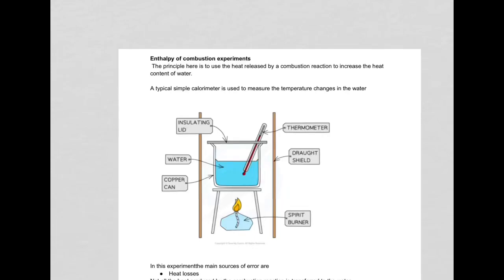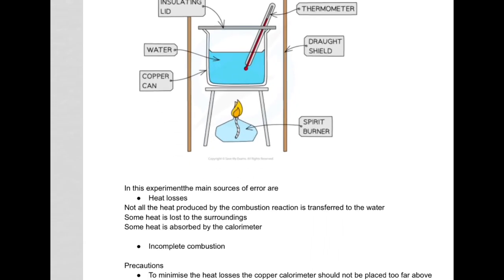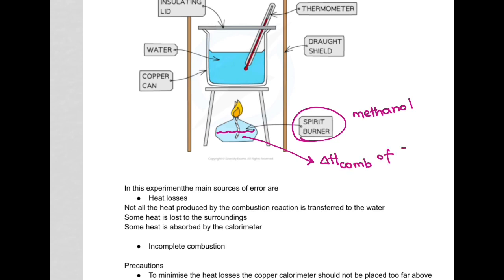In this experiment, we use a spirit burner here. In the spirit burner, you will have a substance that will burn. This is what is burning, and this is the delta H of that substance. So let's say if this is methanol, let's say there's methanol in that spirit burner. So you will find delta H combustion of methanol.